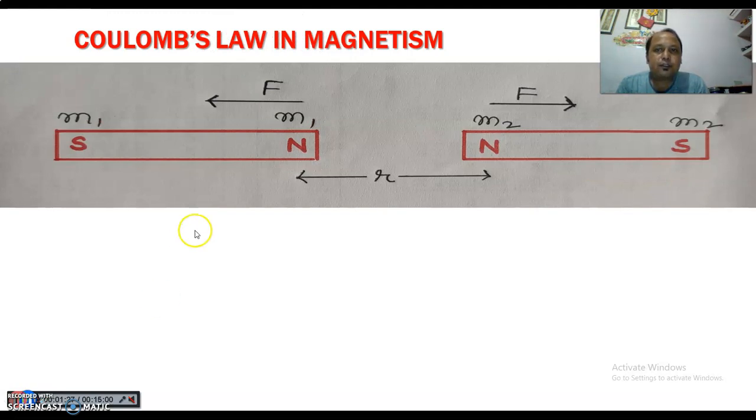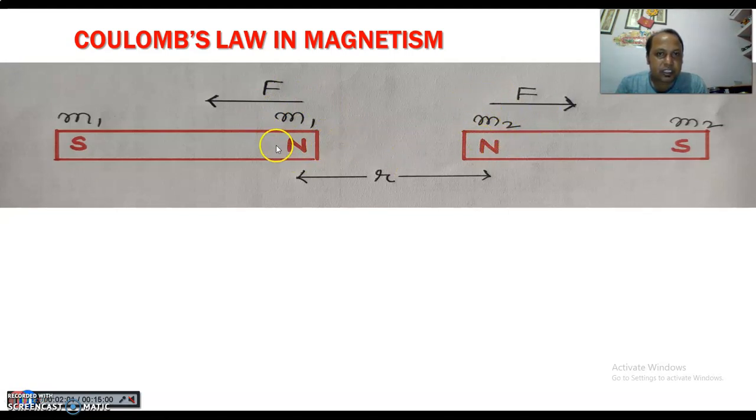Suppose we have two magnets here, having magnetic poles having strength M1 and M2 respectively. You can see for a particular magnet, the pole strength is same for both the south pole as well as the north pole. For another magnet, the pole strength is different, but it is same for the same magnet, that is for the north and for the south pole.